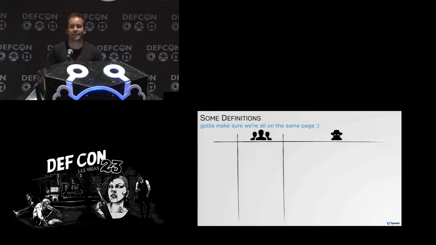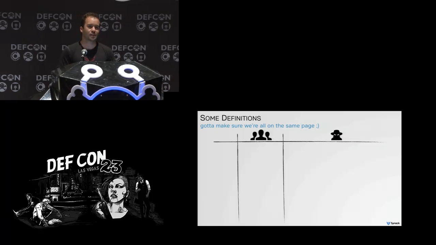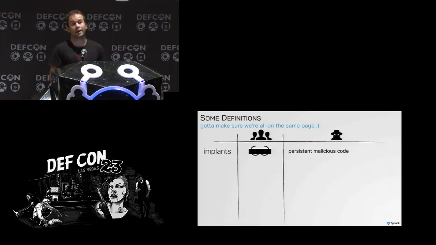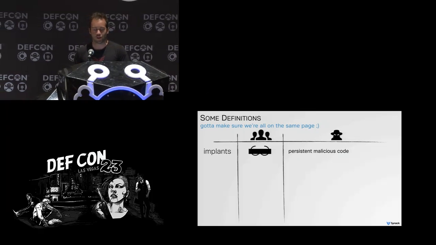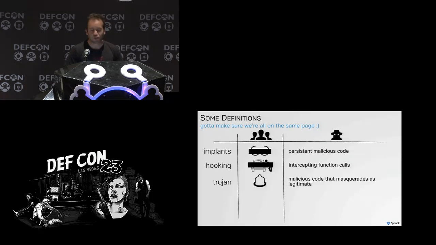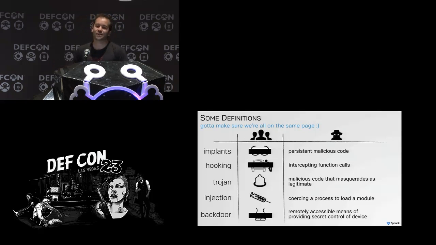Before diving in, since we are in Vegas, I think it's good to concisely define any possibly ambiguous terms. In the context of this presentation, when I'm talking about implants, I'm talking about persistent malicious code. When I'm talking about hooking, I'm talking about intercepting function calls, installing a hook or a detour. A Trojan is a malicious program, something that pretends to be legitimate. Injection is all about getting code into a remote process. And finally, a backdoor is code that provides undetected remote control of a computer.